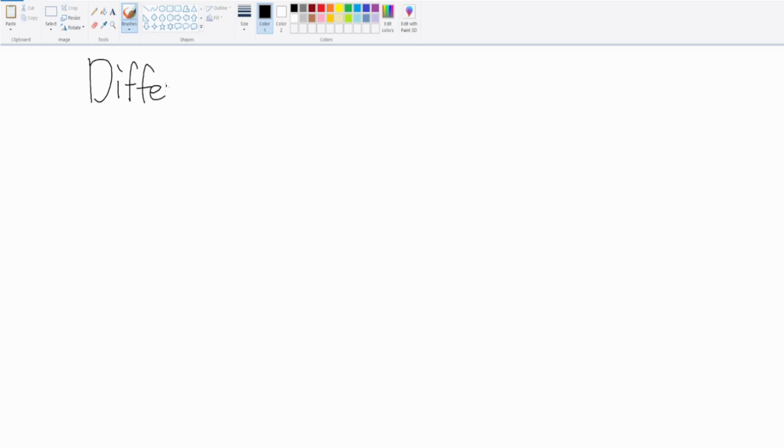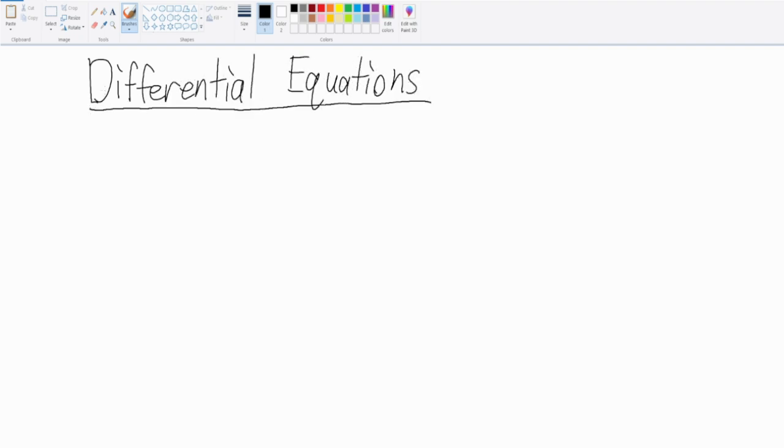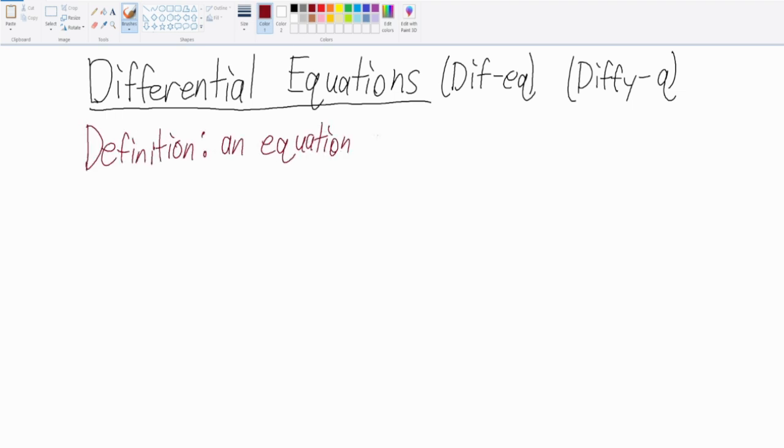So what I'm going to introduce today is known in math as a differential equation. That sounds scary, so the name is often shortened to diffie-q, or my personal favorite, diffie-q. So what is a diffie-q? A differential equation is an equation involving functions and their derivatives.